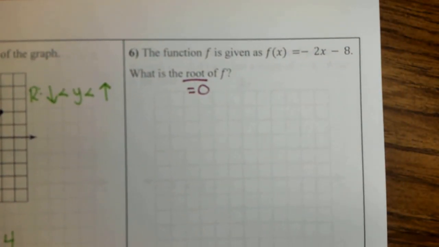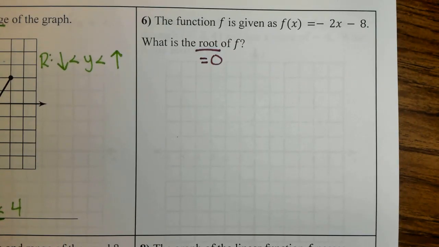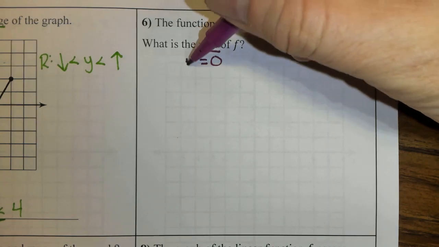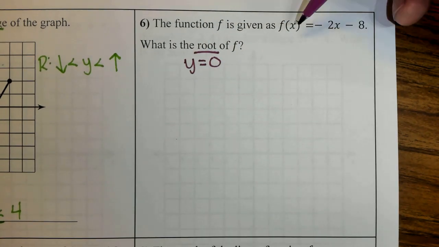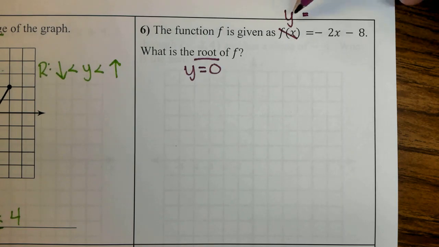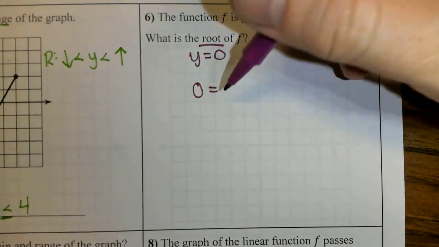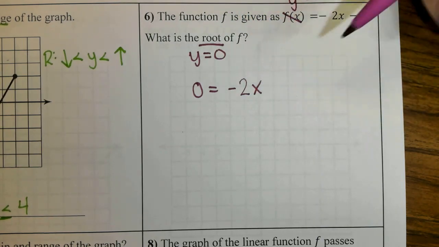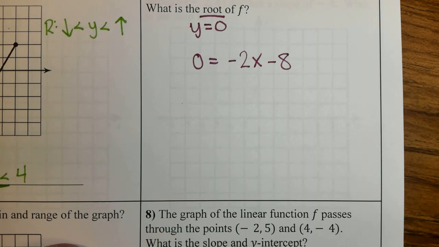So it's an x-intercept, which means you set the equation equal to 0, which is y. Set y equal to 0, and you solve for x. So in this case, f of x is the same thing as y equals. So if y equals 0, I do 0 equals my equation. Okay, so 0 equals -2x minus 8. And I solve for x.